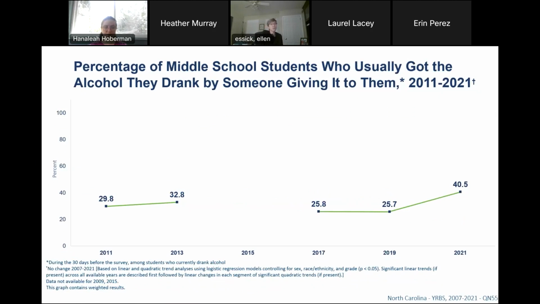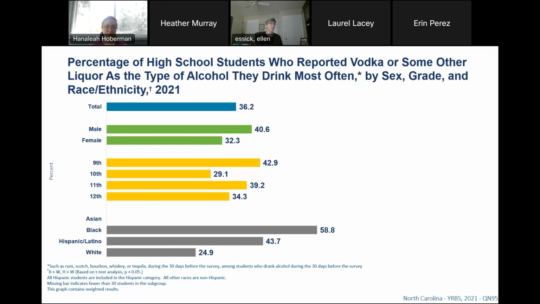The percentage of middle school students who usually got alcohol by someone giving it to them. And if you see that break there in 2015, that's because we did not get weighted data at the middle school level in 2015, and we don't want to include data we're not sure is representative of all of our students. But we did see a sharp increase from 2019 to 2021 in students that got alcohol from someone else. And this is a new question put on at the request of one of our partners.